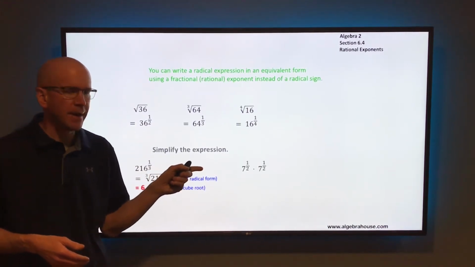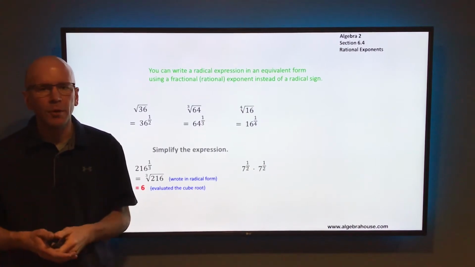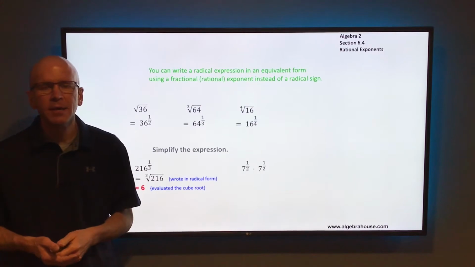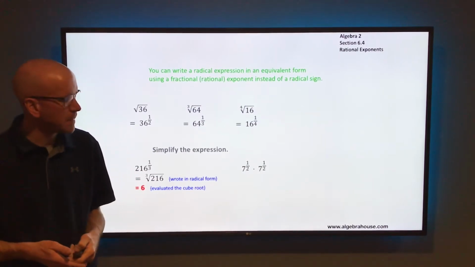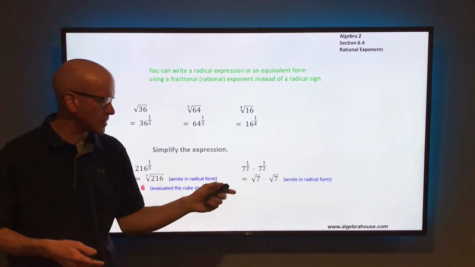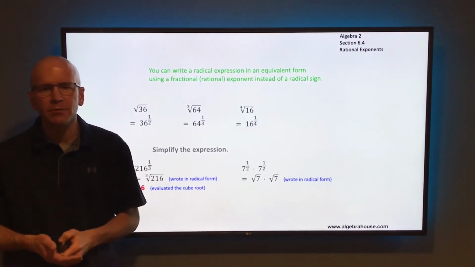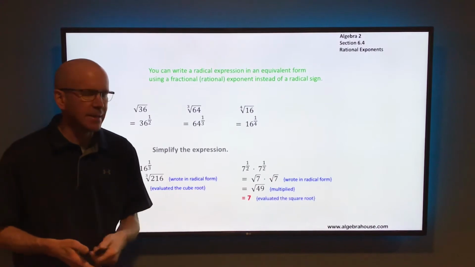If you have 7 to the 1/2 times 7 to the 1/2, you could think of that a couple ways. You could think of that as multiplying with the same base, so you could add the exponents. That'd be 7 to the 1st power, or just 7. Another way to think about that is you're taking the square root of 7 times the square root of 7, and that would be the square root of 49, and that is 7.